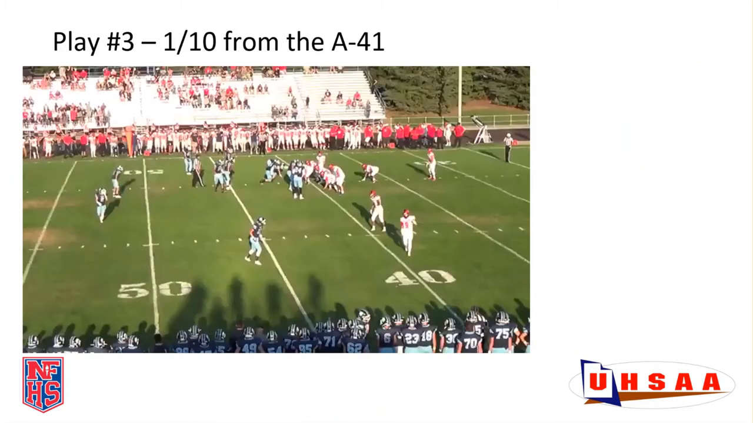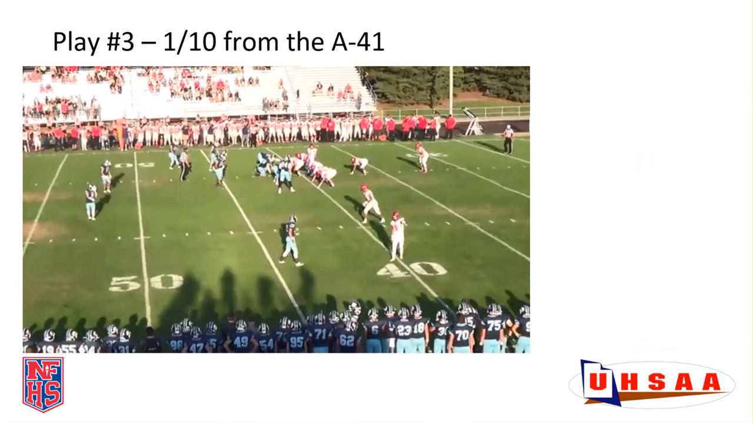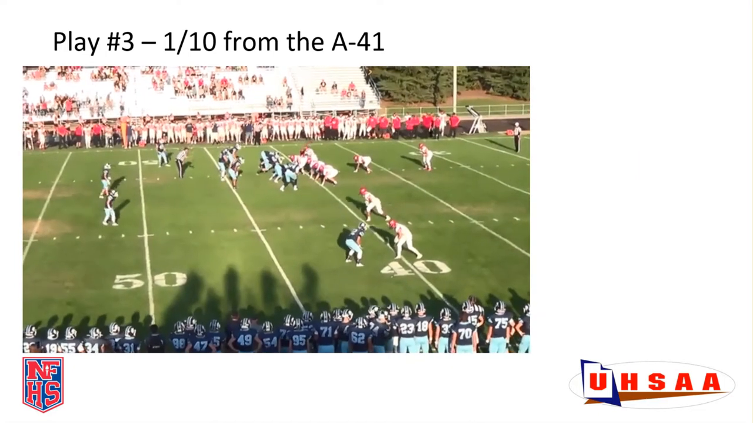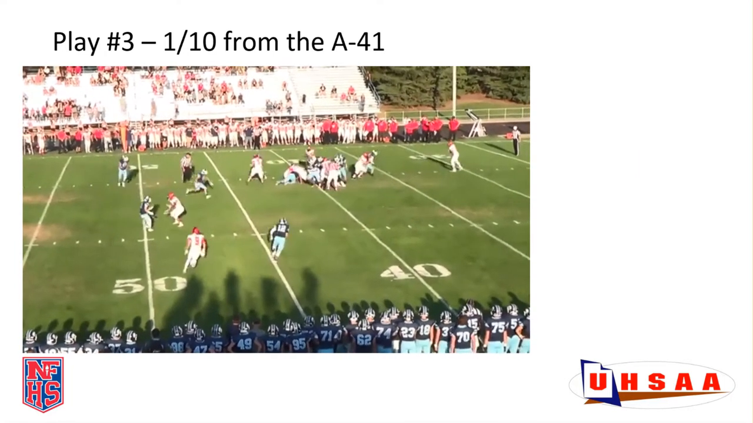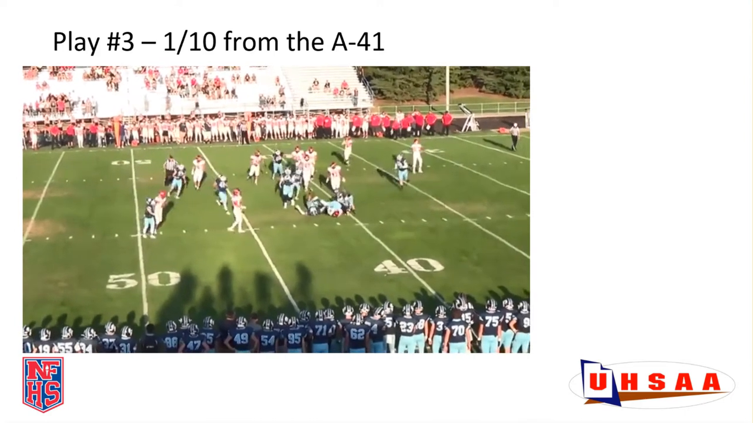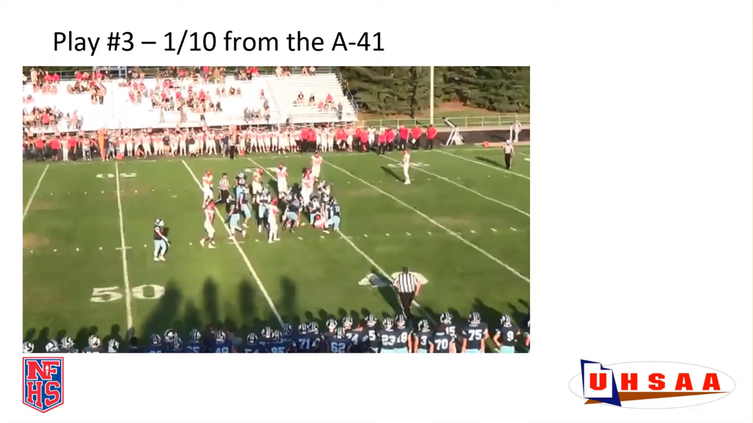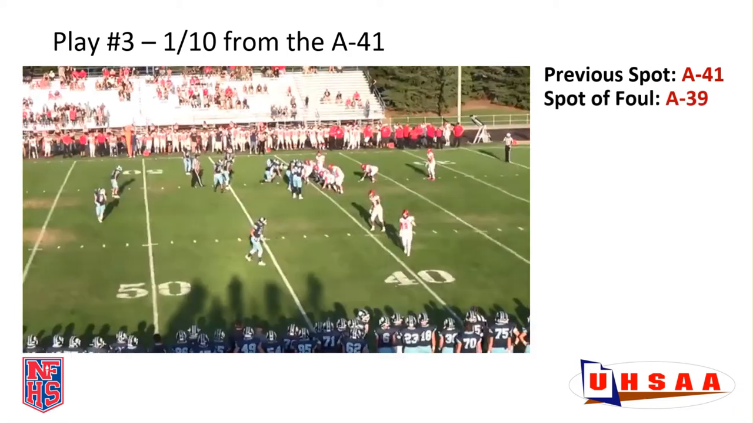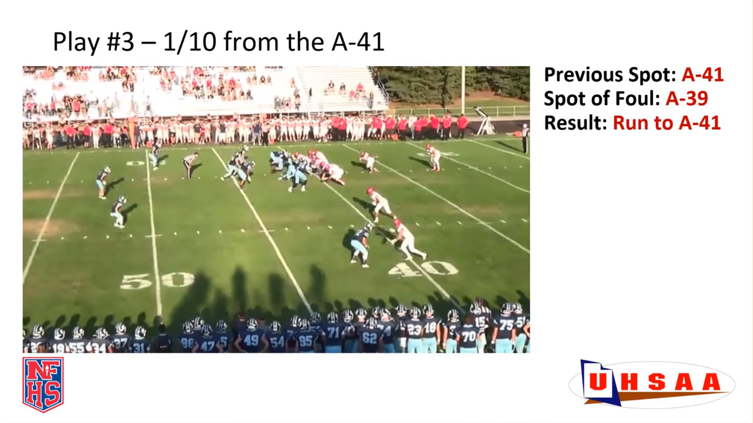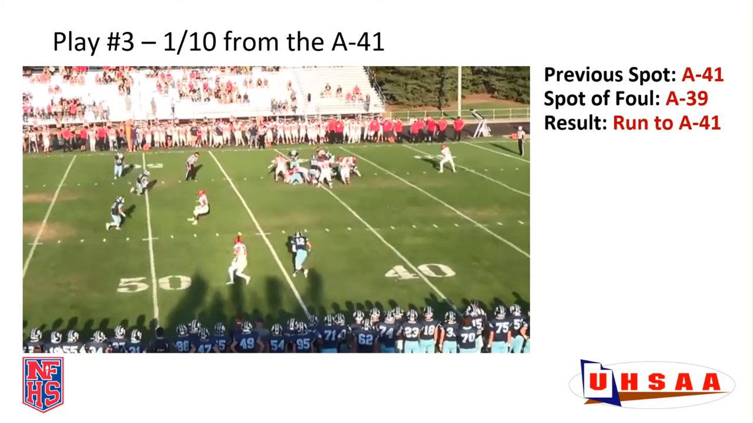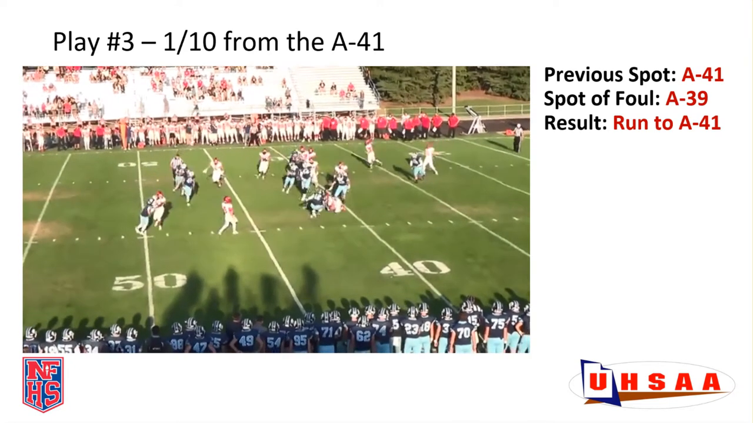Let's look at play number 3. Watch the tailback. The tailback is hit and spun around by the face mask at the 39-yard line. He is then tackled at the 41. So we were 1st and 10 from the 41. The previous spot is the 41. Spot of the foul was the 39. We'll run the play again so you can watch. The result was a run to the 41. So that's the end of our run is at the 41.